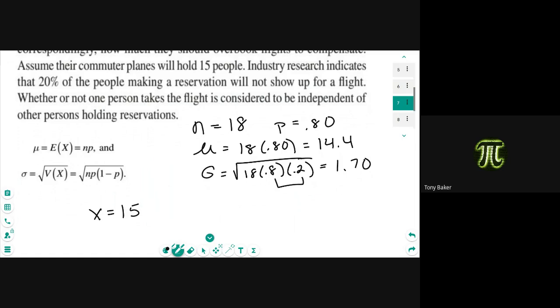Okay. So how many people would that be? If I sold 18 tickets, how many people would that be? If I'm going to bump somebody from the plane, how many would have to show up? 16, 17, or 18, right? Yes? Okay. Everybody got that point? Okay.